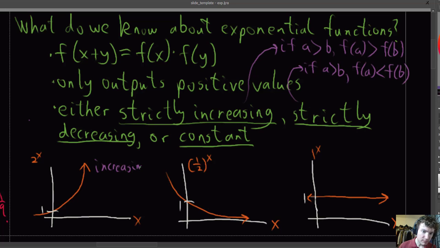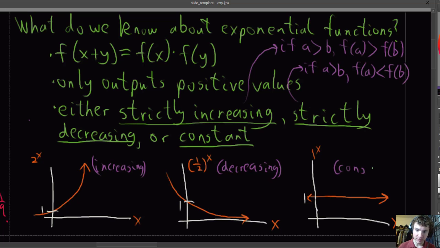But if we took a fraction less than 1, say 1/2, and raise that to the power x, now as x increases, you're multiplying 1/2 by itself more and more times, which makes it smaller and smaller. So this function is strictly decreasing. As you increase x, the output of the function gets smaller.